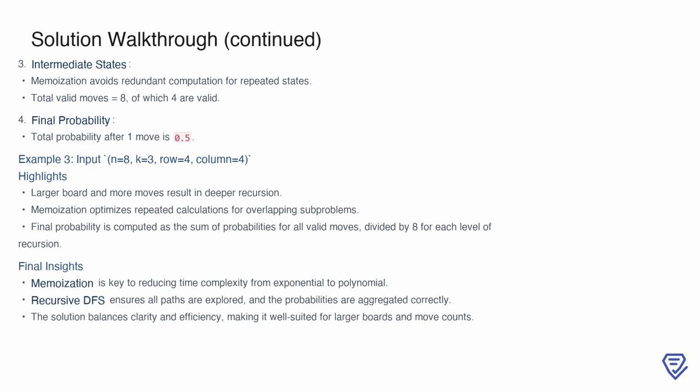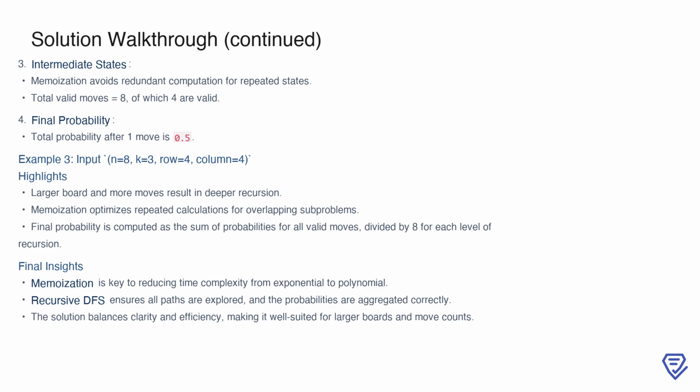Finally, in a larger example, such as n equals 8, k equals 3, row equals 4, column equals 4, the increased board size and move count lead to deeper recursion. However, the use of memoization ensures that overlapping subproblems are efficiently handled. The final probability is derived by summing the probabilities of all valid paths and dividing by 8 at each recursion level. This problem highlights the importance of memoization in reducing time complexity, transforming an exponential problem into one that is polynomial. By using recursive DFS, we explore all possible paths while maintaining clarity and efficiency, making this approach robust even for larger inputs.